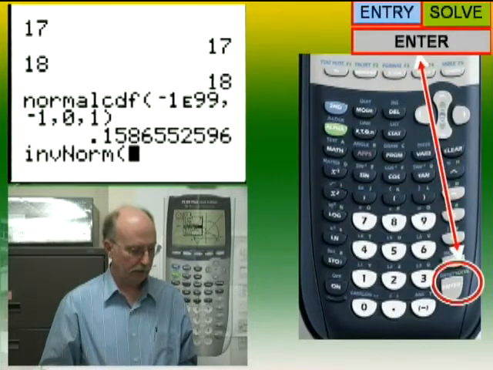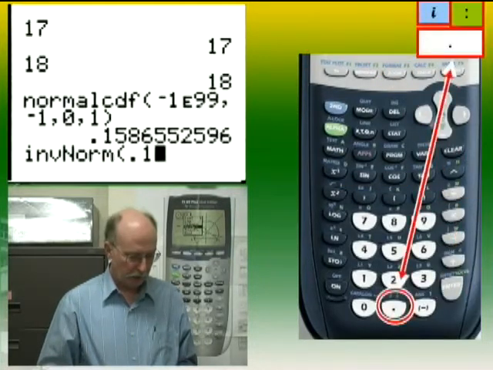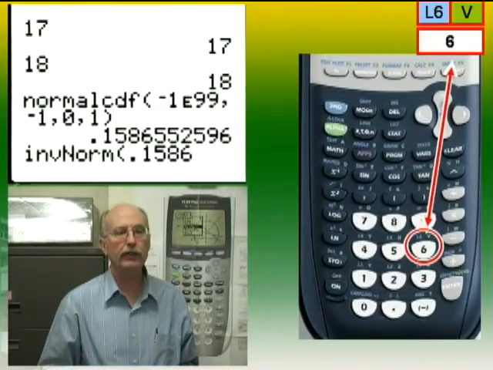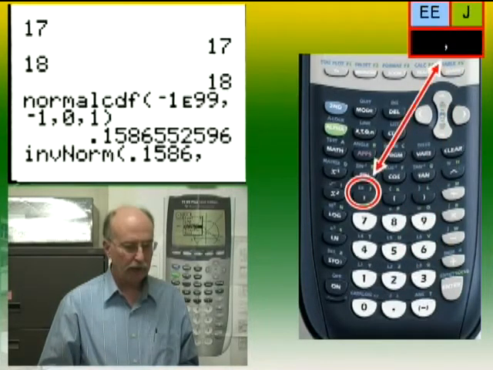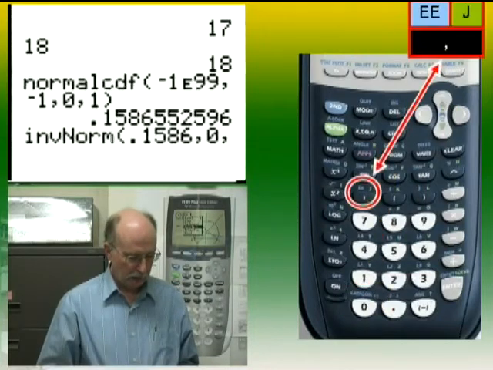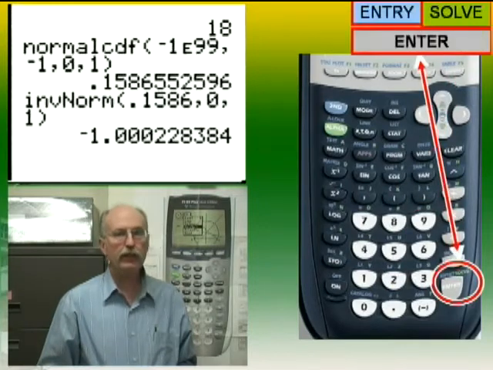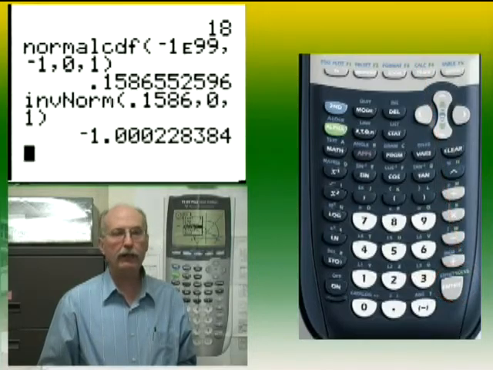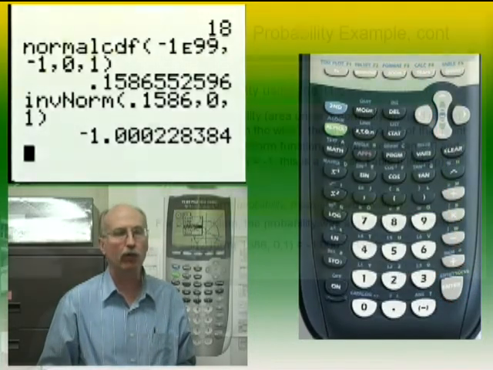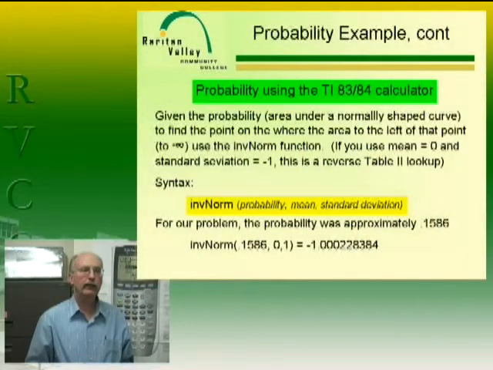We would hit enter, and we put in the area, in this case 0.1586, and I'm not going to put in the rest of the decimal places. We put in a comma, we put in a mean, which is 0, comma, we put in a standard deviation, which is 1, a closing parentheses, and you can see that the z-score that corresponds with that number is -1, and a little bit of variation because we didn't put in all the significant digits we had before. So if we have an area to the left of the curve, and we want to find the z-score, we use the inverse normal function, and then we put in that number, the area, the mean, and the standard deviation.